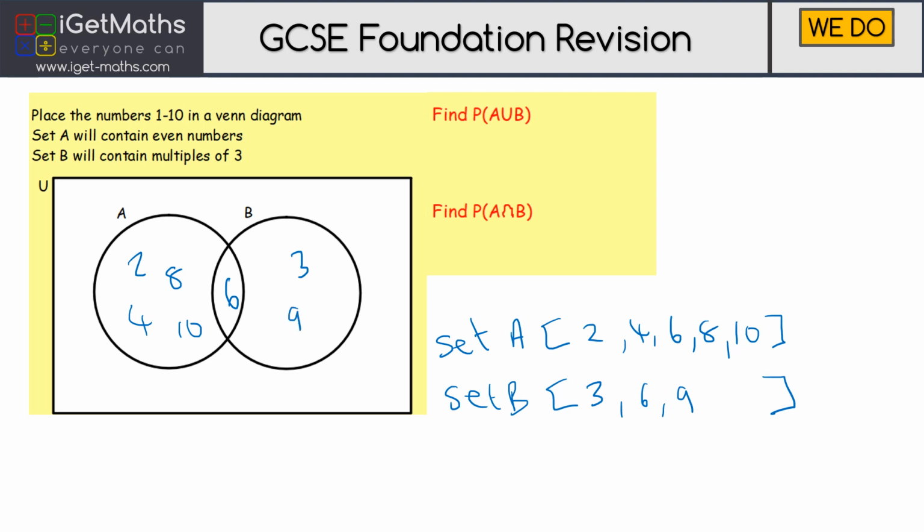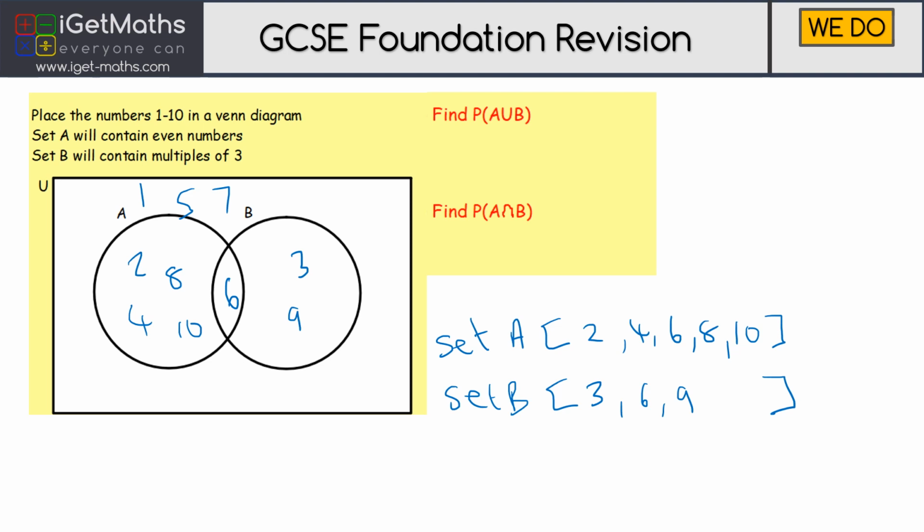Please do not forget the numbers that need to make up the whole universal set, which is 1 to 10. So I've got 1, 5, 7 on the outside.